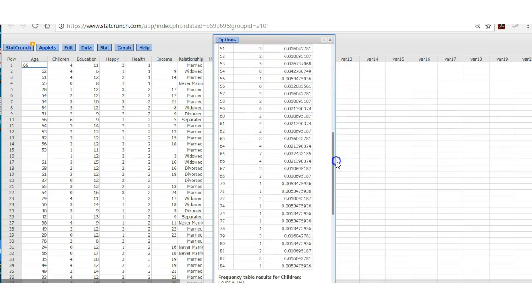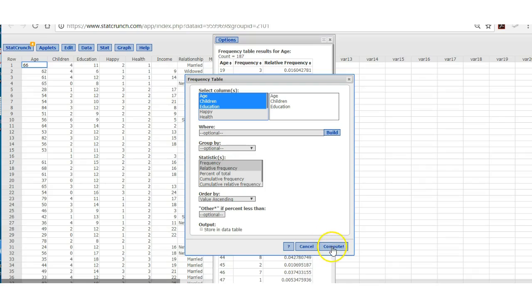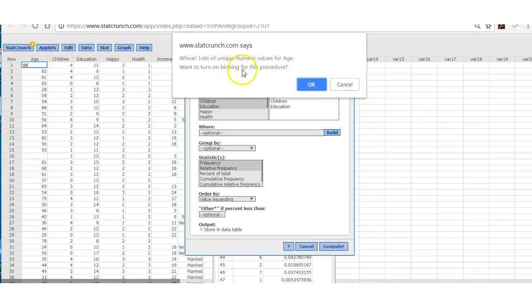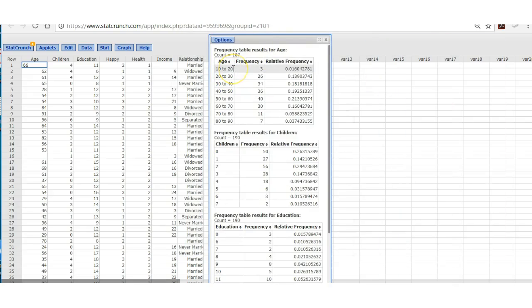This is a lot of different numbers, and this is really not telling us anything at all. Really what we would want to do is go back, do this again, and when it asks us if we want to turn on binning, we're going to say OK this time. What that does is it has StatCrunch create some categories for us. If we were doing this frequency distribution by hand, we'd have to create our own categories. But StatCrunch did it for us. The bad thing about doing this in StatCrunch is we don't have any control over how it does these categories. There's no way to change it.